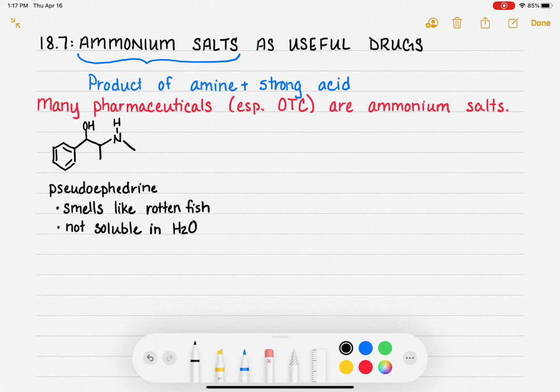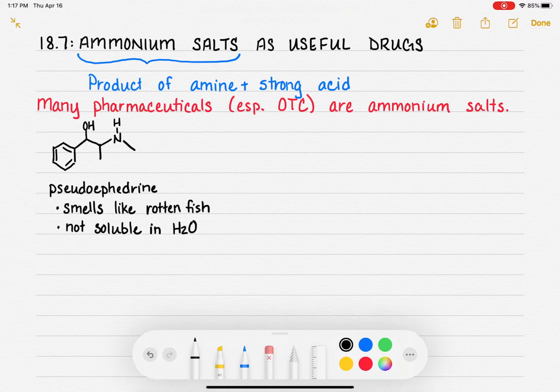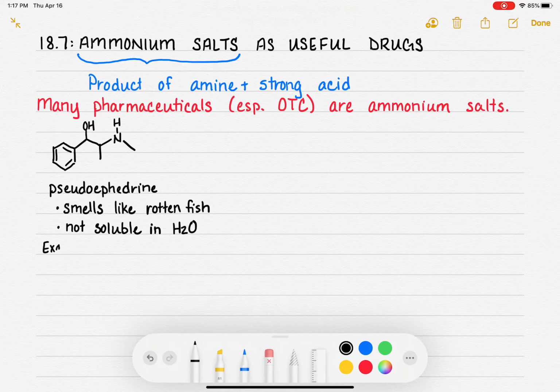Ephedrine is, though, a great cold medicine. So this is an excellent decongestant. But the average consumer isn't really stoked on taking pseudoephedrine for their cold because it smells really funky, and people just don't really want to put it in their mouth.